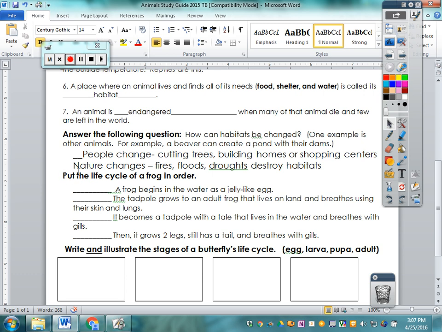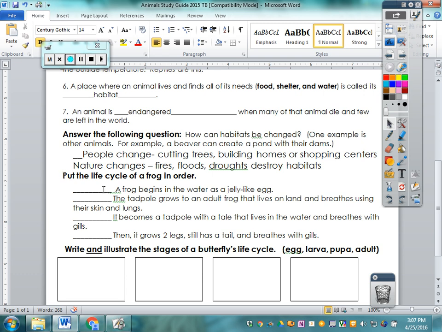Our next thing says to put the life cycle of a frog in order. Okay, we have these sentences down, and you need to know how. I think we spent so much time on the life cycle of a frog, but I think you got it. A frog begins in the water as a jelly-like egg. So just read through these. The tadpole grows to an adult frog that lives on land and breathes using their skin and lungs. That would not be next, but it becomes a tadpole with a tail that lives in the water and breathes with gills. Then it grows 2 legs, still has a tail, and breathes with gills.